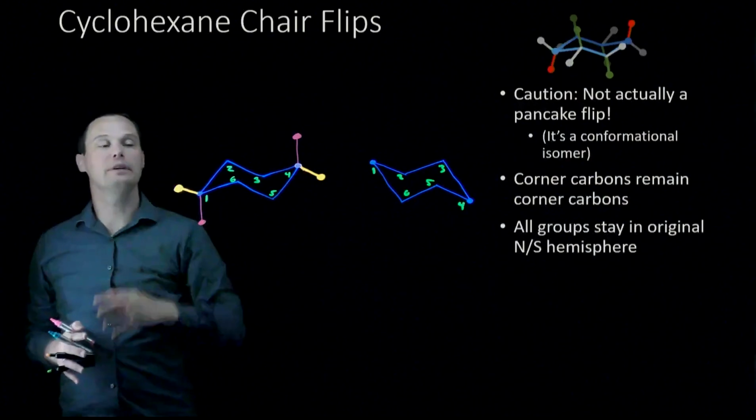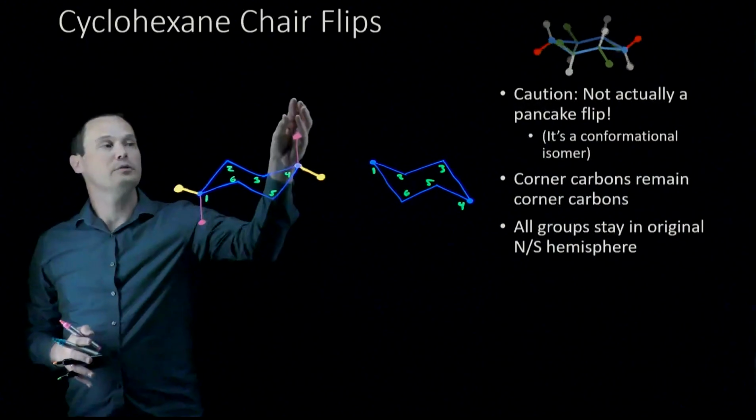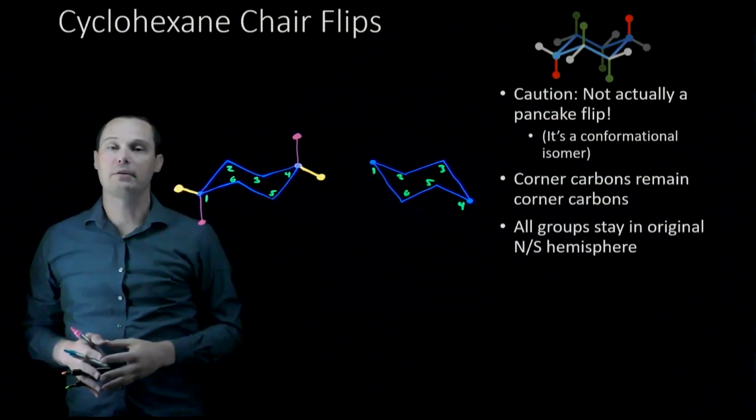This orange group is a northern hemisphere group. This red group is a southern hemisphere group. This red group is a northern hemisphere group. This orange group is a southern hemisphere group.